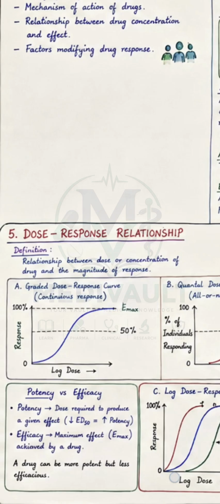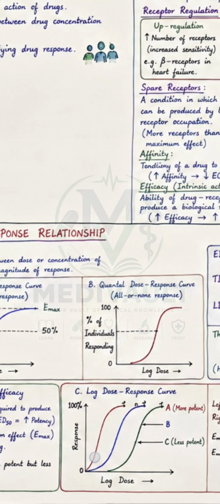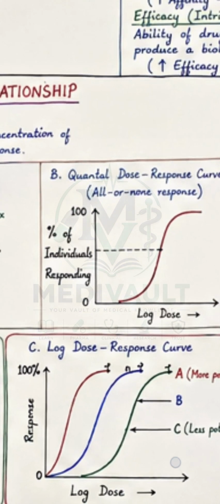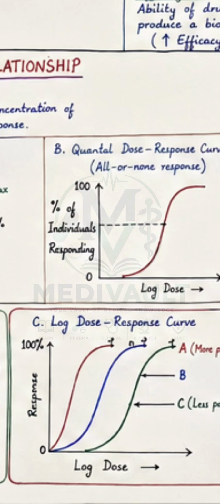Efficacy is the maximum response that a drug can produce. When we are talking about potency, we will see the curve horizontally, and when we're talking about efficacy, we will see the drug's height. We will see the response height. In this graph, we will see the response and dose.